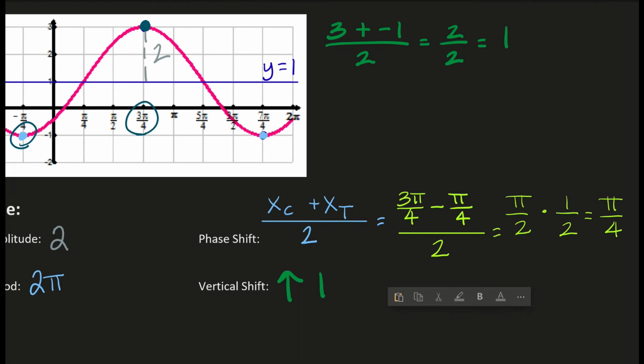So we can look here, and we can identify at pi over 4, we have a phase shift. This is the start of the sine graph as it moves up, and then it comes back down, coming back up to our midline over here.